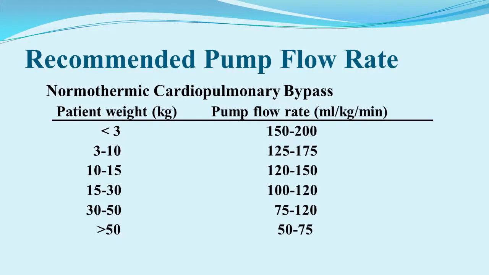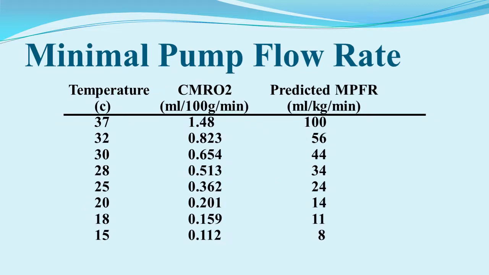Recommended pump flow rate, normothermic cardiopulmonary bypass. So it starts from patient weight minimum 150 to 200, and patient weight over 50, flow rate is 50 to 75. Minimal pump flow rate is from 100 to 8.